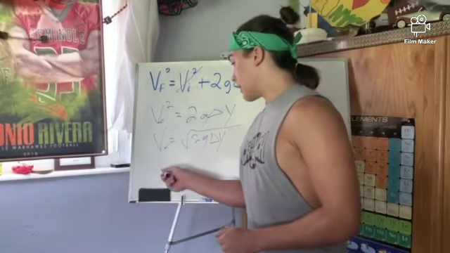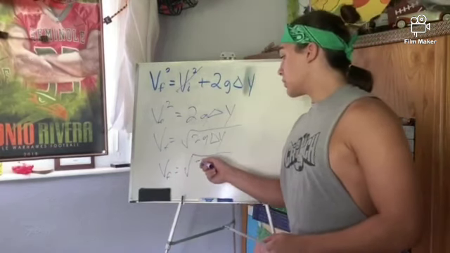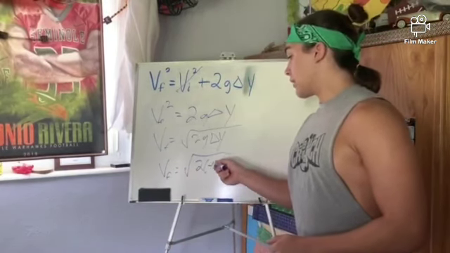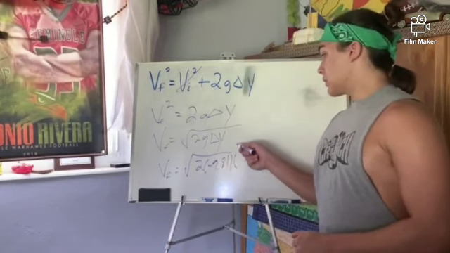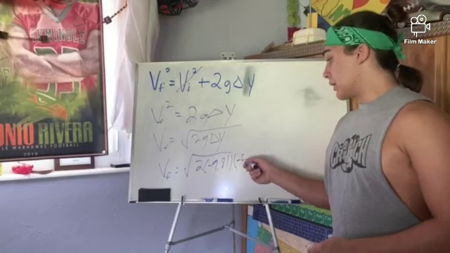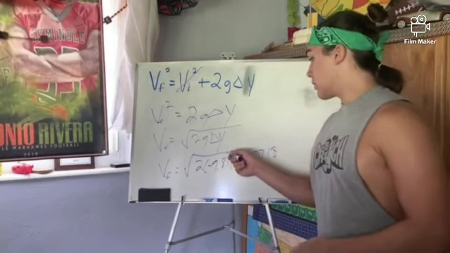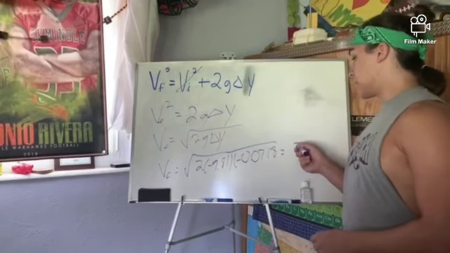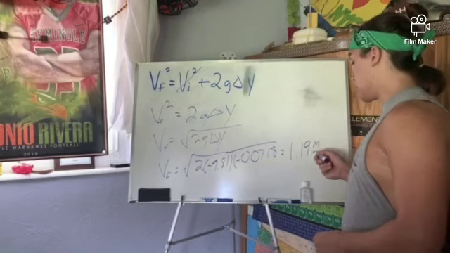Now we just have to plug in our respective points: 2 times gravity times our change in distance, negative 0.0718, which gives us a final velocity of 1.19 meters per second.